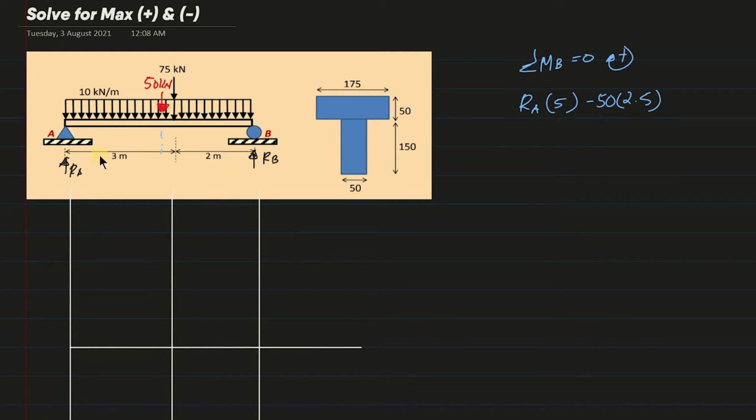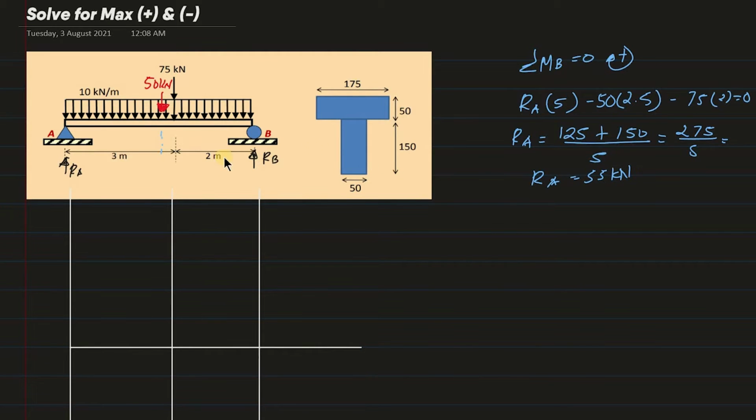Okay? And then, we proceed here. This 75 kilonewton point load. Parehas din, it will create counterclockwise moment. So, negative 75 times, ano yung distance niya towards B? That's 2 meters. Equals 0. Now, we can solve for RA. RA is equal to 150 plus 125, is equal to 275 divided by 5. 275 divided by 5 is equal to 55. Okay, so RA is equal to 55 kilonewtons.